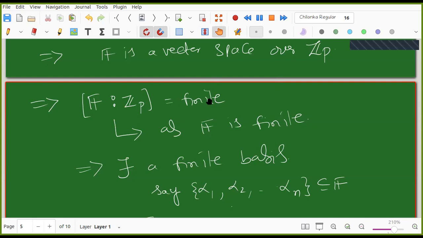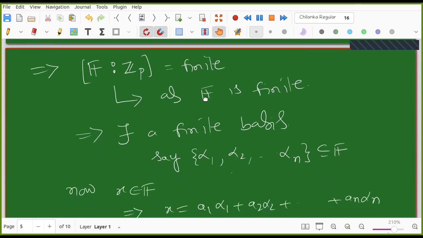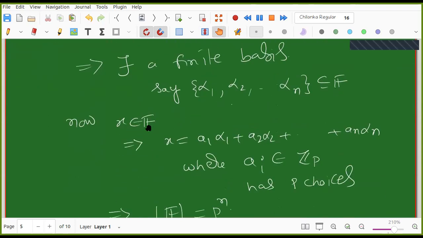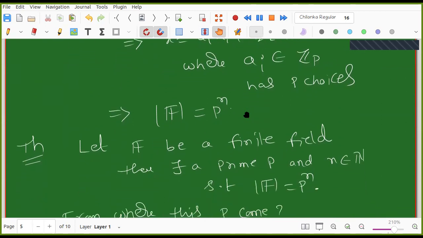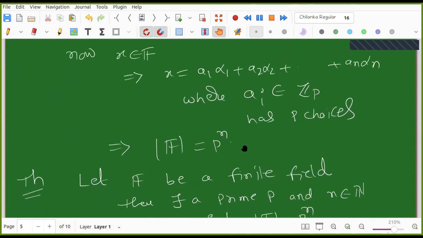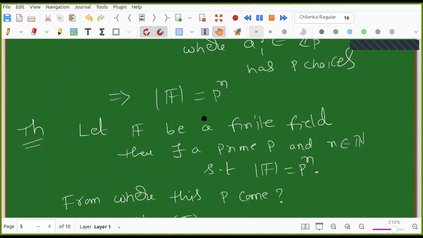Okay. So if I take any element x in F, then x is equal to a1 alpha 1 plus a2 alpha 2 up to an alpha n, where each a_i belongs to Z_p. So each a_i has p choices. So the order of F is also p to the power n, right? So with that we already proved that if I have a finite field, then it has p to the power n elements. Every finite field has p to the power n elements.